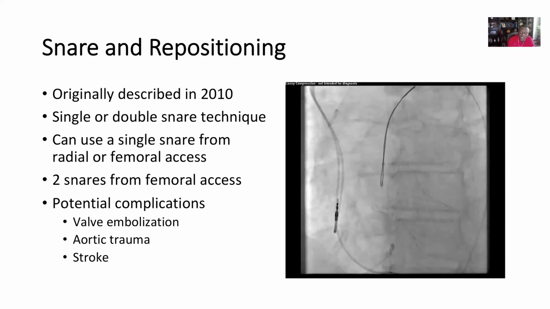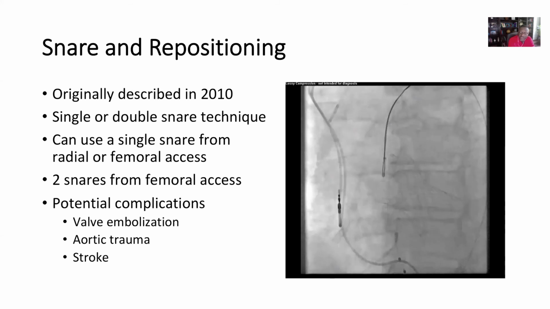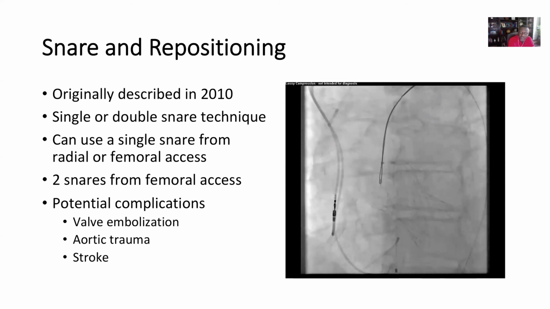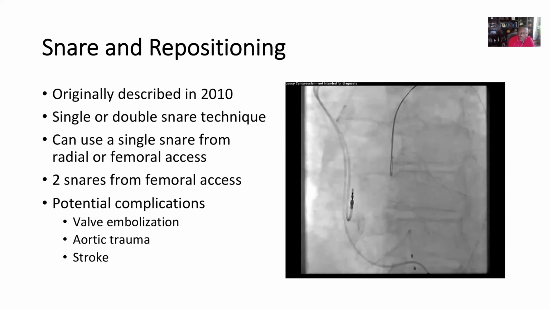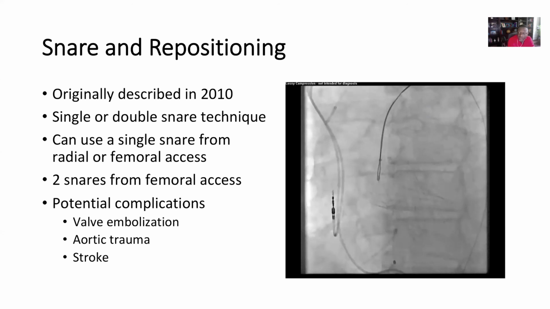Snare repositioning was first described in 2010. You could use several techniques. You could use a single or double snare technique where you grab the tines of the new transcatheter heart valve. It's been described with the use of self-expanding prostheses. You can use a single snare from the radial or femoral access, or a double snare using a combination of radial or femoral access as desired. The goal is to be able to pull the heart valve more aortic and thus anchor it properly and reduce perivalvular leak.